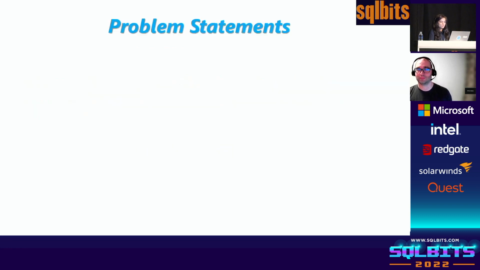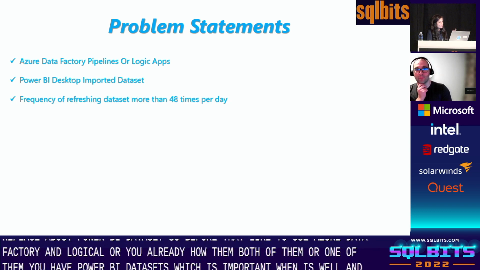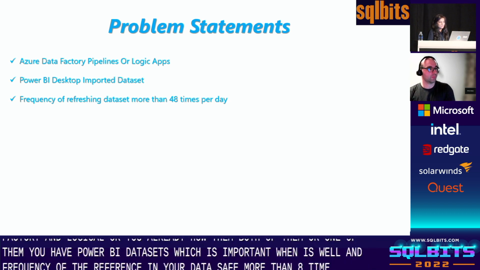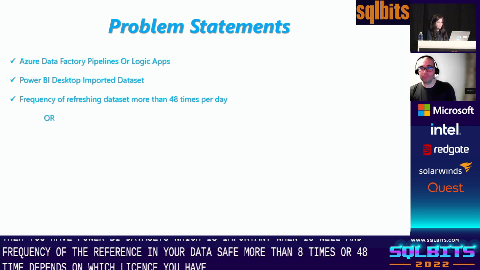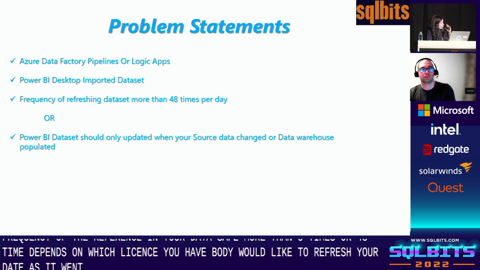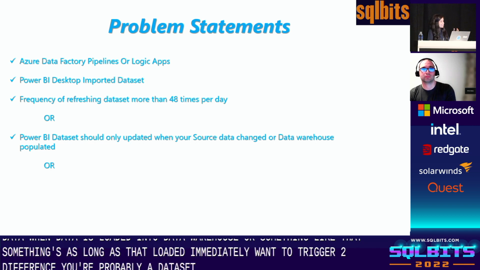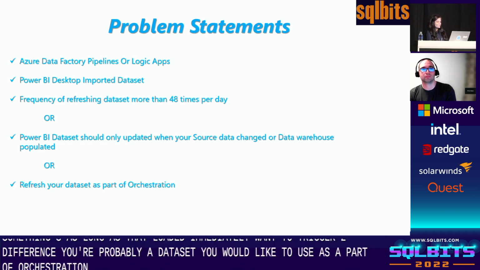So before that, let's see a problem statement. For example, you would like to use Azure Data Factory and Logic Apps, or you already have both of them or one of them. You have Power BI datasets, which are imported ones as well. And the frequency of refreshing your dataset is more than 8 times or 48 times, depending on which license you have, per day. Or you would like to refresh your dataset when data is loaded in a data warehouse or in Azure SQL table or something like that. So as long as that is loaded, you immediately want to trigger a refresh of your Power BI dataset. Or you would like to use it as a part of orchestration, then this solution will work for you.